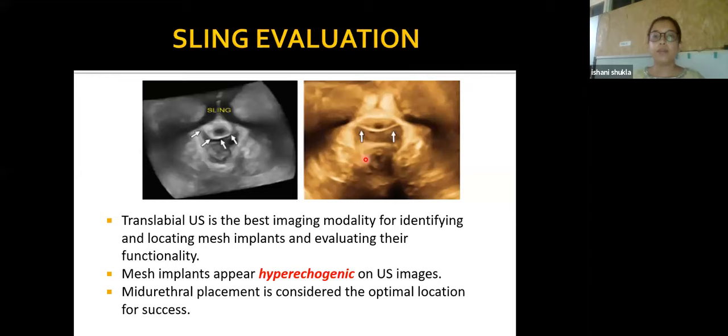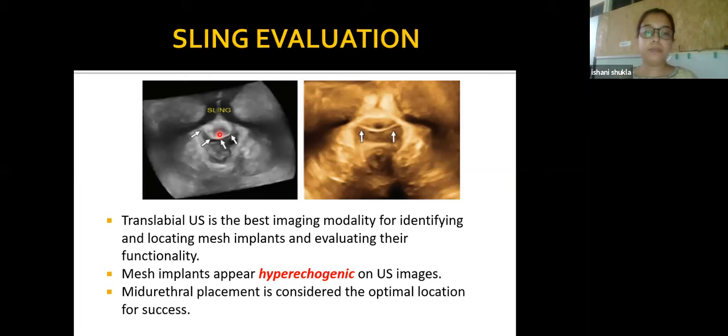Coming to sling evaluation, the various slings are used for treatment of stress urinary incontinence. This is the retropubic sling, which is seen surrounding the urethra. This is a transobturator sling, which extends from both the obturator internus muscle. Transabdominal ultrasound is the best imaging modality for identifying and locating mesh implants and evaluating their functionality. These mesh implants can be seen as hyperechogenic on ultrasound images.